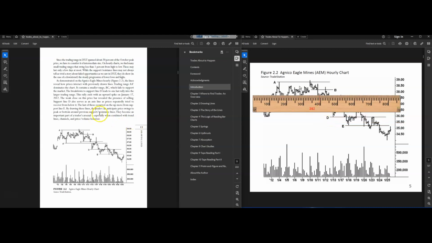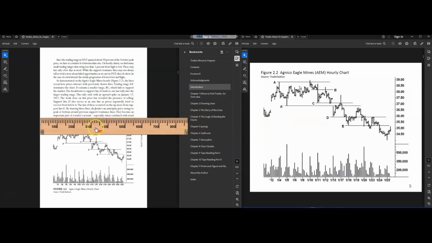All right, so that's why. They become an important part of a trader's arsenal. Support and resistance lines become an important part of a trader's arsenal, especially when combined with trend lines, channels, and price volume behavior. So you draw the support and resistance line, you draw the trend line channel, and you look at the price and volume behavior as price retests the support and resistance lines. That's what he's trying to say over here.